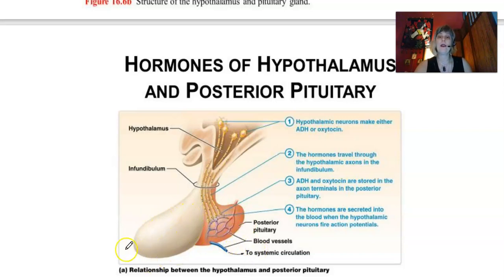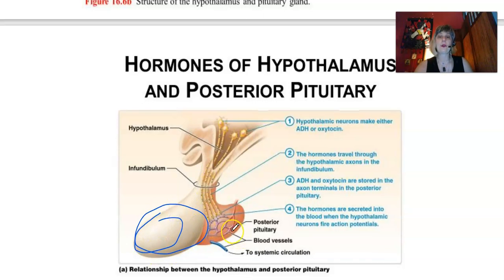And so both of these two hormones are basically going to be stored and released in the posterior pituitary. Very different than the anterior pituitary, which strictly synthesizes and releases. So it makes and releases the hormones in accordance with the messages from the hypothalamic hormones. So this is purely an endocrine, and then this is related to the nervous system.